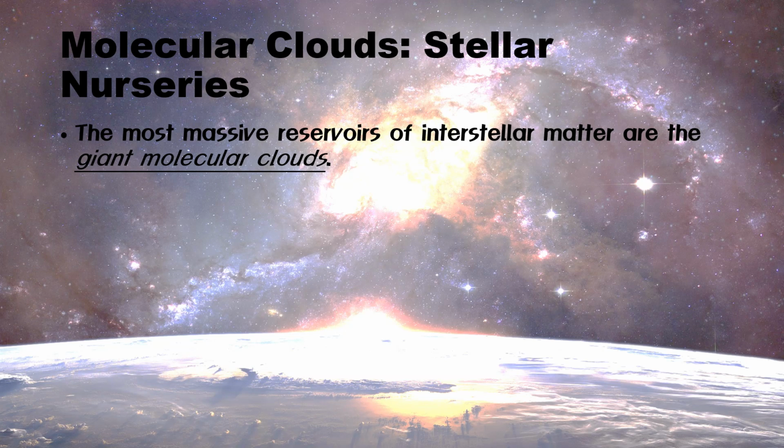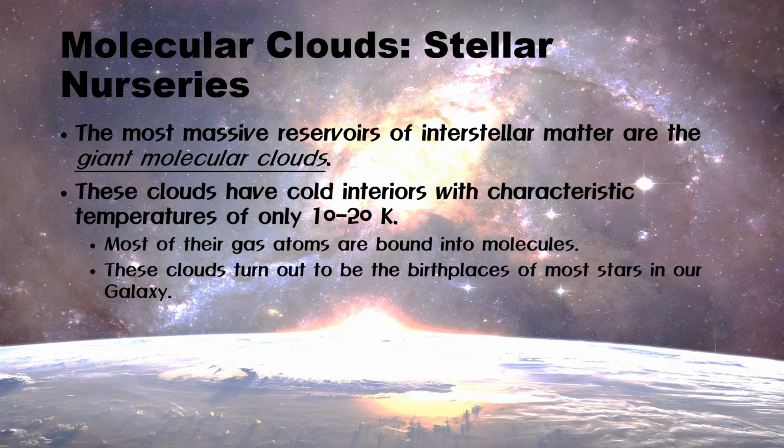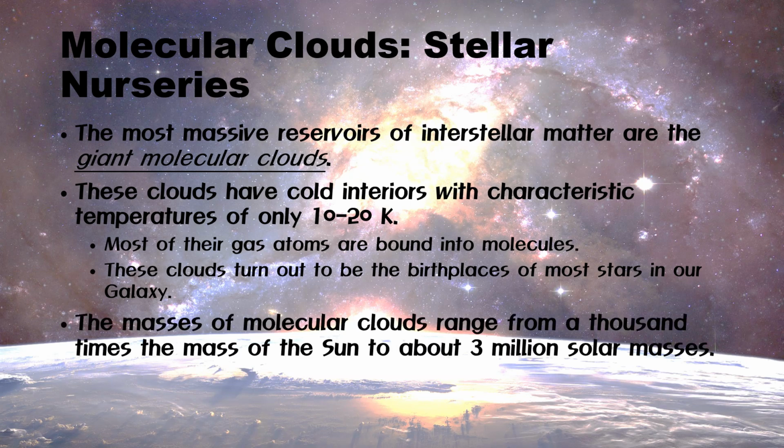The most massive reservoirs of interstellar matter are, of course, giant molecular clouds. Now, these clouds have cold interiors. They're characteristic of temperatures of only 10 to 20 Kelvin, which is pretty cold. Now, most of their gas atoms in here are typically bound into molecules, and these clouds actually turn out to be the birthplaces of most stars within our galaxy. Now, the masses of molecular clouds range from about 1,000 times the mass of our Sun to about 3 million solar masses. So we have quite a variety in size of molecular clouds.